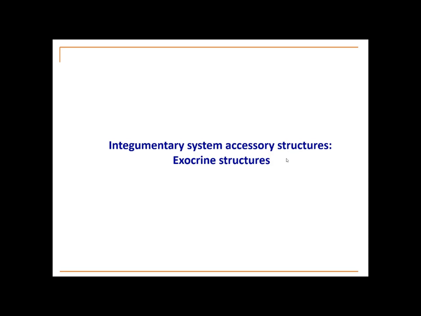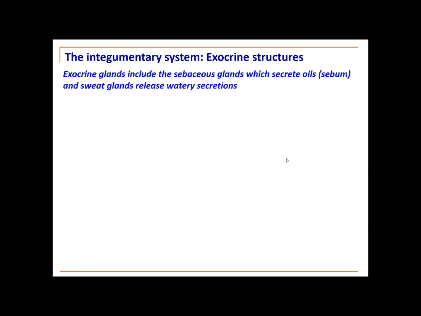So now we're going to talk about the exocrine structures. Of course, with the exocrine structures, we're thinking about the release of sweat and the release of sebum. The exocrine glands include the sebaceous glands, which secrete the oils, that's your sebum, and the sweat glands, which release sweat, which is a nice watery secretion.